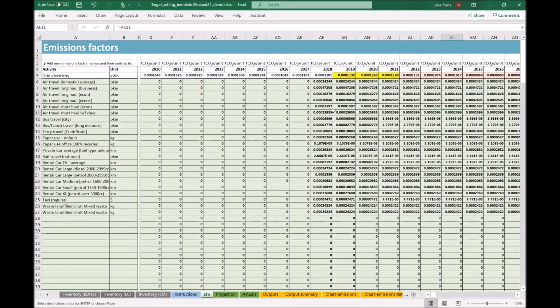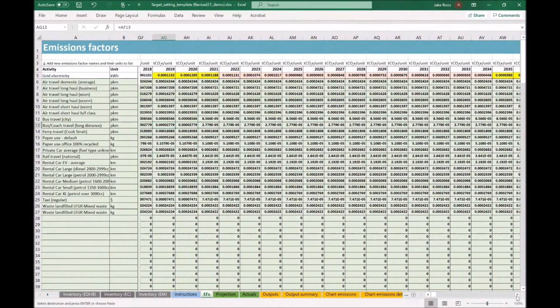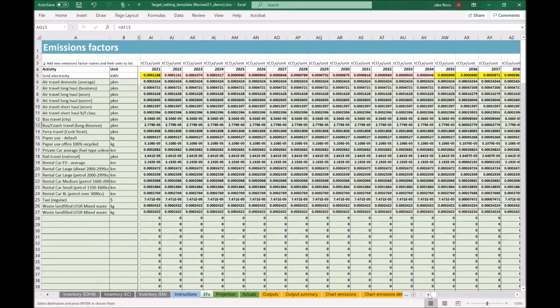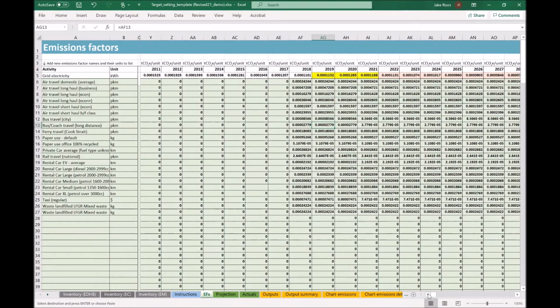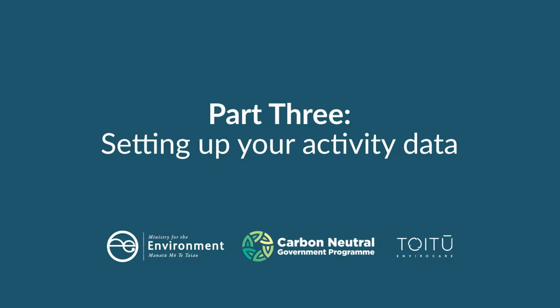The only emissions factor that we expect some serious movement in is grid electricity, which is why we've predefined it for you up here in the first row for you to use. And there is an assumption that we've built in there about what that emissions factor is going to do in the future. So you don't need to work out which is the best assumption about future emissions intensity of electricity. It's already there for you.